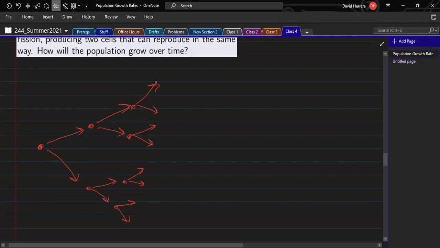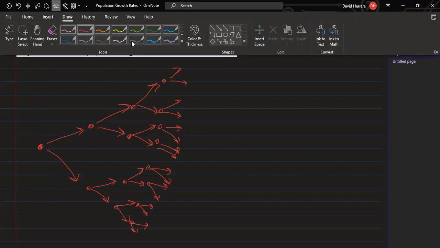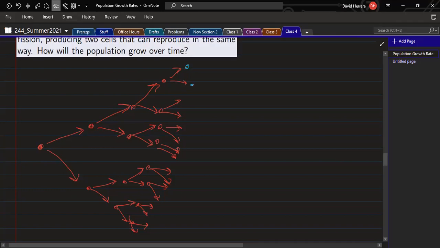So we have 1, 2, 3. Then I have 1 more. This is getting really crowded. And you get the feel here why exponential growth can't actually last forever, because people start running out of space and resources and everything. So let's just label them with blue, because they're easier to see that way.